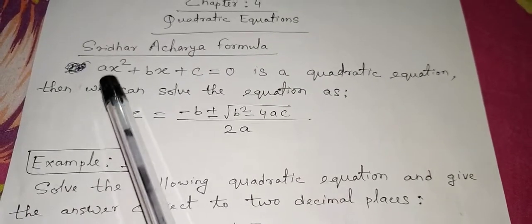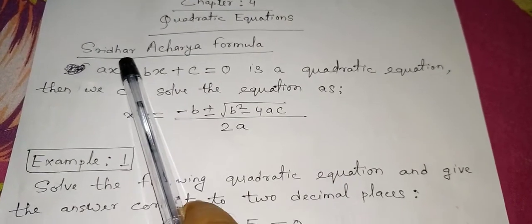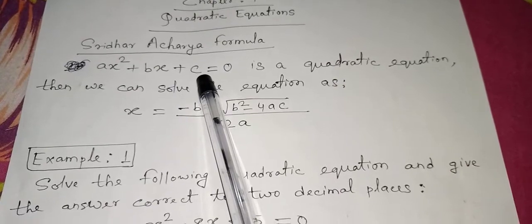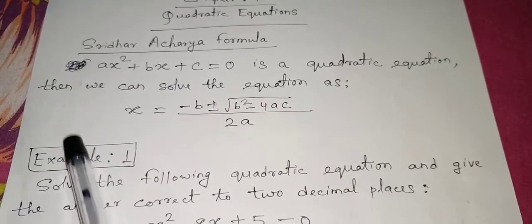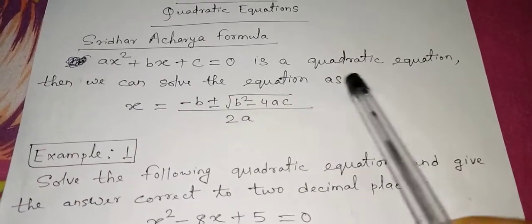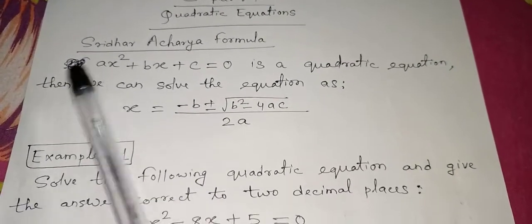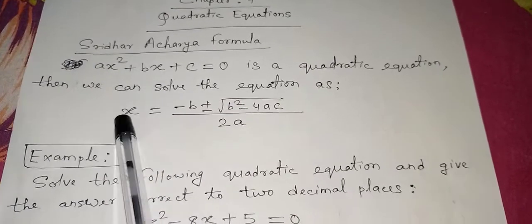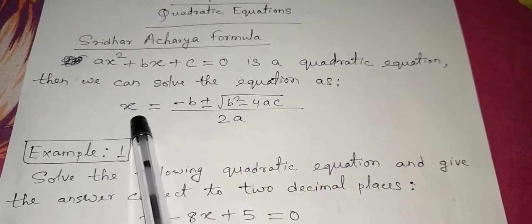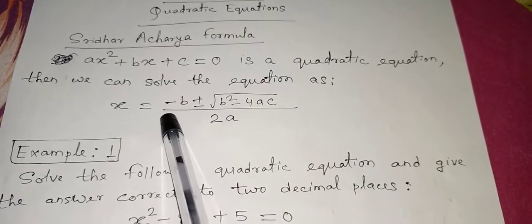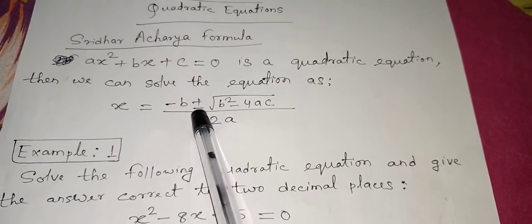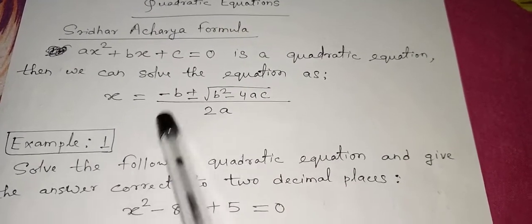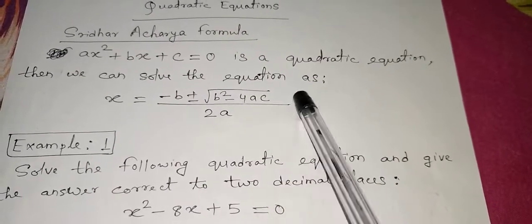We should not forget that the first place is for x square and second place is for x, and third one is a constant term and equal to 0. Then we can solve the equation as x equal to, because here you can see the variable is x, so you have to find the value of x. So we can find the value of x by using this formula, minus b plus minus root over b square minus 4ac by 2a.